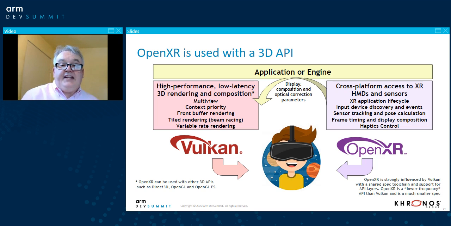OpenXR can be used with any 3D API, but a new generation API such as Vulkan provides the high performance and low latency that are vital for compelling XR experiences. Whatever 3D API is used, OpenXR provides all of the display parameters necessary for the application to be written to run portably on any OpenXR compliant device.